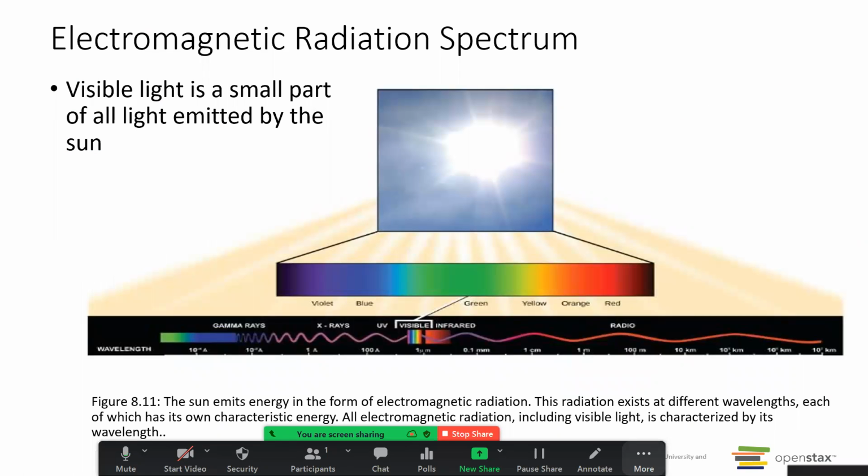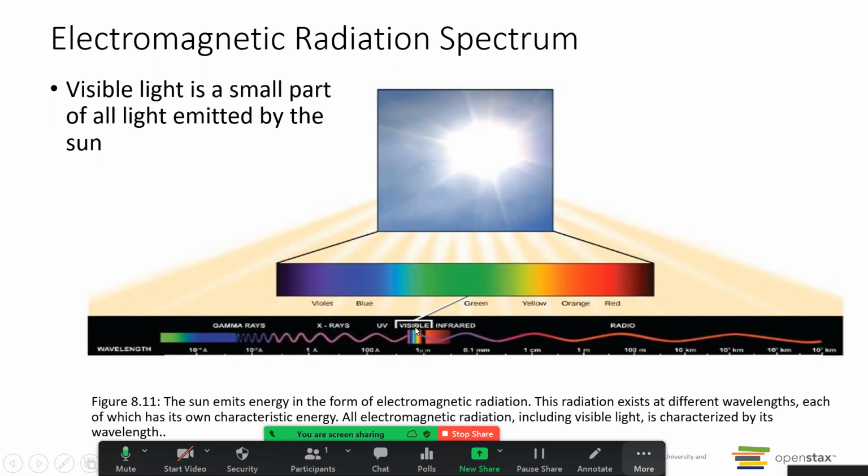All right, so what we see, what we call visible light, is a really small portion of the radiation produced by the sun. So here you can see the full spectrum of radiation, and the visible light is just this tiny little section right here. The shorter wavelengths are ultraviolet, and then X-rays, and then gamma rays. Longer wavelengths and less power are infrared, and then radio waves. So just keep that in mind.